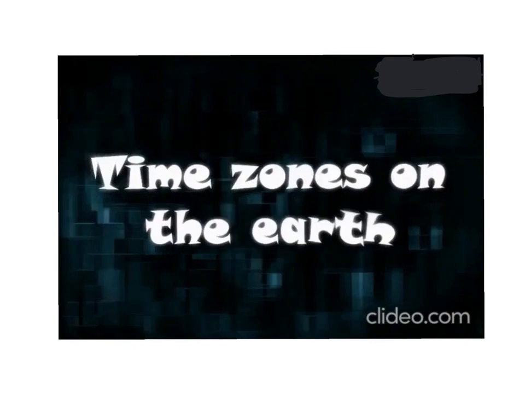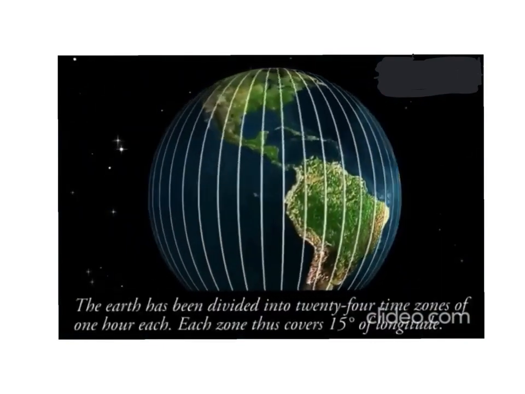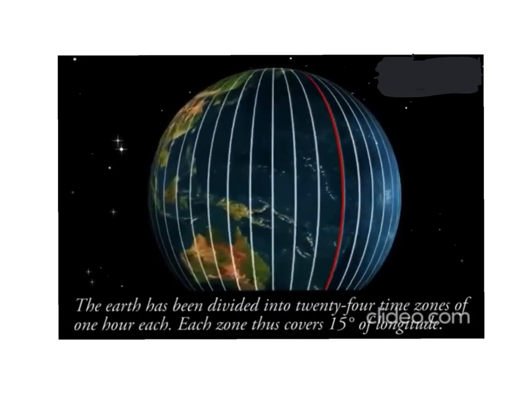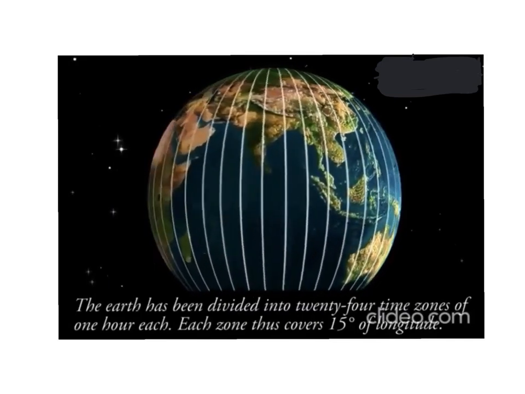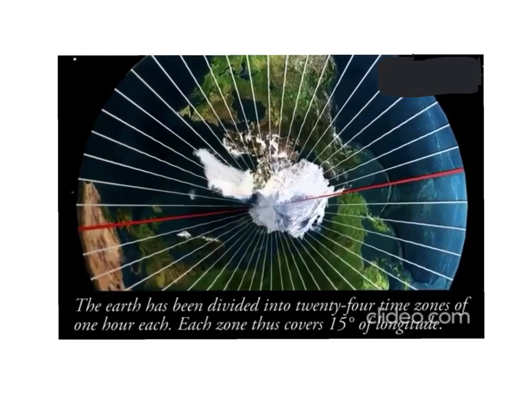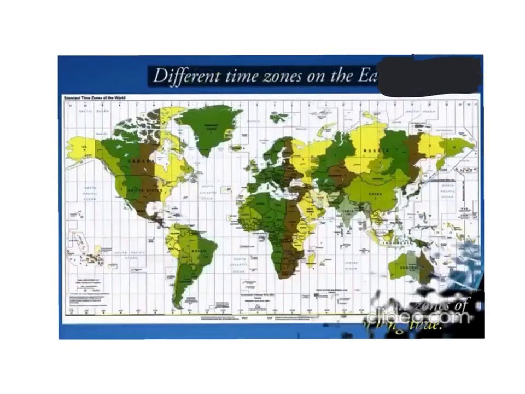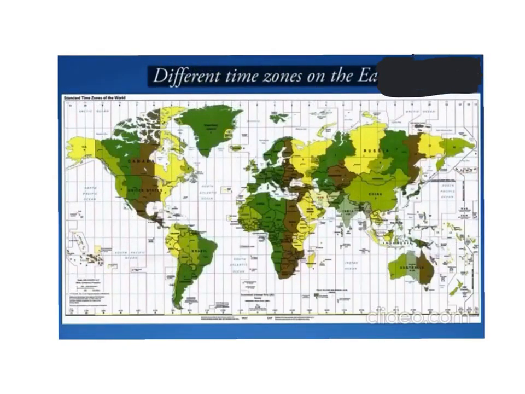Time zones on the earth. The earth has been divided into 24 time zones of 1 hour each. Each zone thus covers 15 degrees of longitude. If you carefully see this map, you will observe the different time zones on the earth.